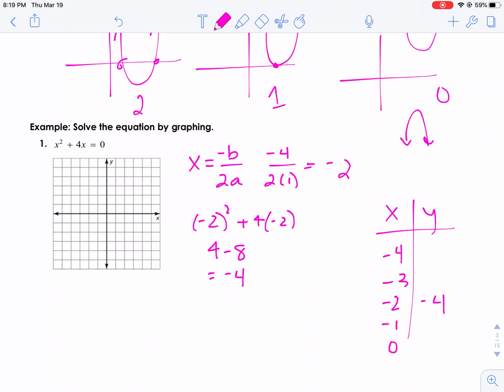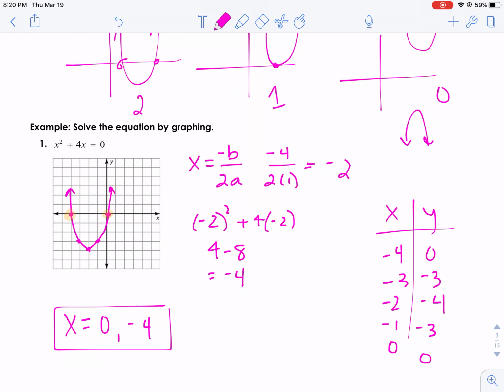So our table, we can complete negative 3, negative 4, negative 1, and 0. If we substitute negative 1 in, we would end up with negative 3. If we substitute 0 or negative 4 in, we would end up with 0. So thinking about graphing this, the coordinate negative 2, negative 4 is our vertex. And then we have negative 3, negative 3, and negative 1, negative 3, 0, 0, and negative 4, 0. So the parabola looks like this. We have two x-intercepts at 0 and negative 4, and so those would be our solutions. X equals 0 and negative 4. So this is the case where we have two solutions.